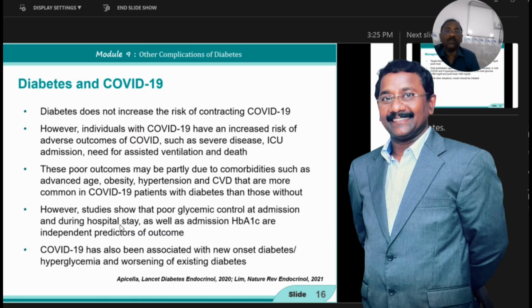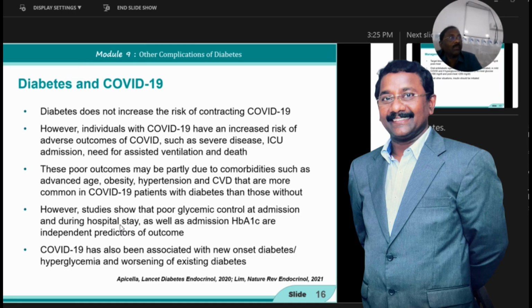Now COVID is there every year, so that will be there in our Indian population. COVID-19, COVID-25, COVID-26, COVID-27, so that will be there for years to come. The poor outcomes may be partly due to comorbidities such as advanced age, obesity, hypertension, and CVD that are more common in COVID-19 patients with diabetes than those without diabetes. Poor glycemic control at admission and during the hospital stay, as well as admission HbA1c, are independent predictors of the outcome.